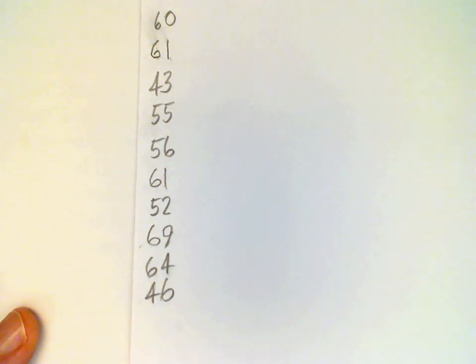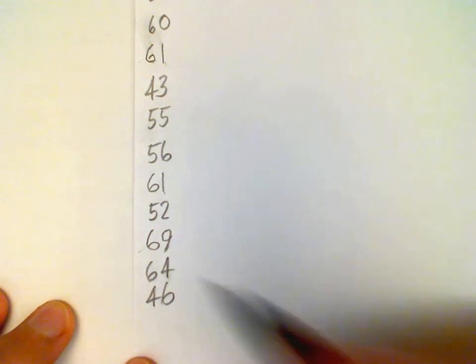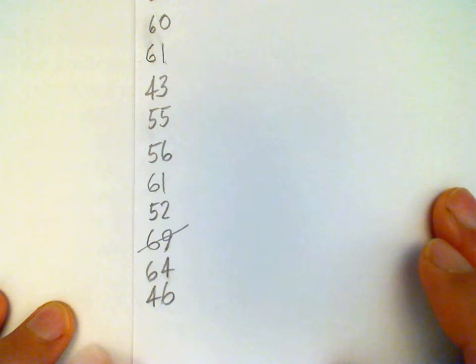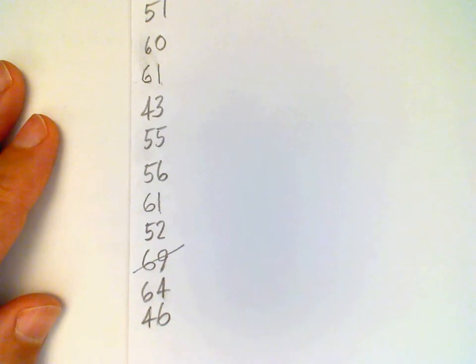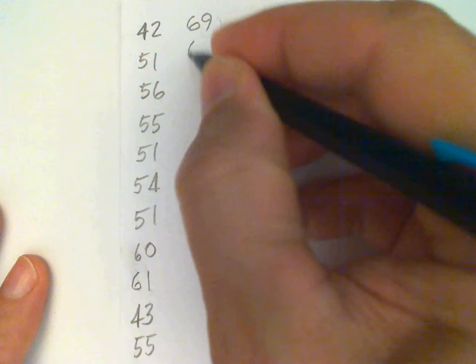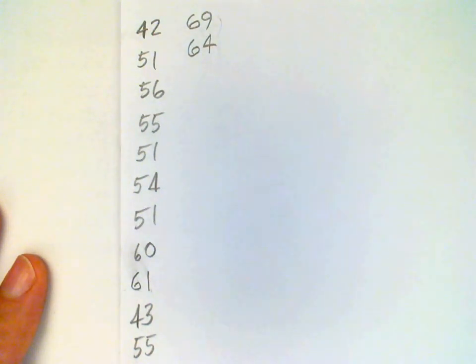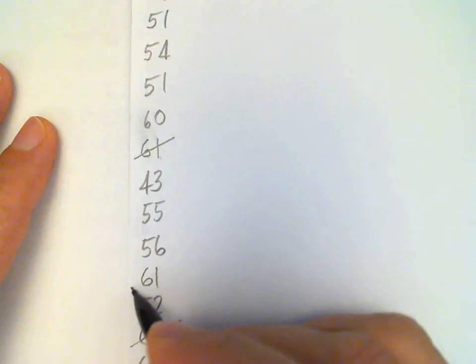I'll go in decreasing value, so that means I need to find the maximum value in here. And scanning the list, I see that 69 is the greatest value. I'll mark that off and then write that at the top of the list. Okay, now I scan the list and find the next value, and that turns out to be 64. So I'll cross that off, go back to the top, and write 64. Okay, and I continue in this way. The next one is 61. 61 appears twice in my list, so I'm going to cross it off both places and then write it down.